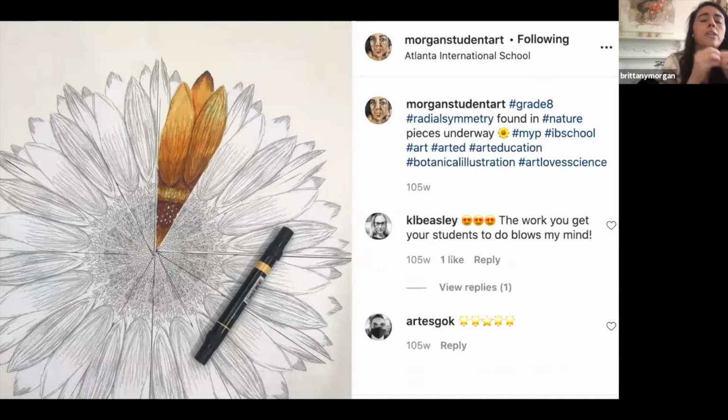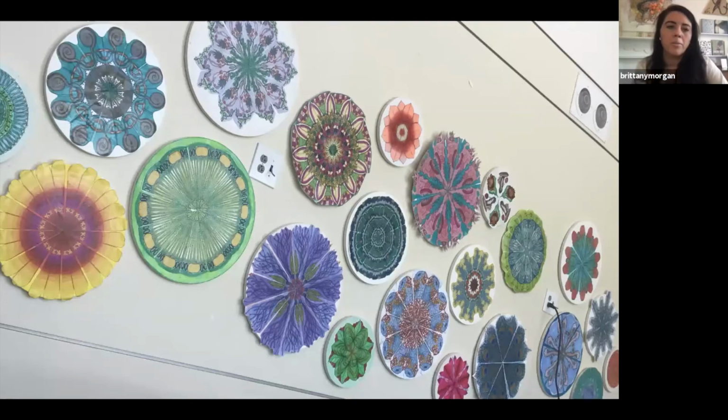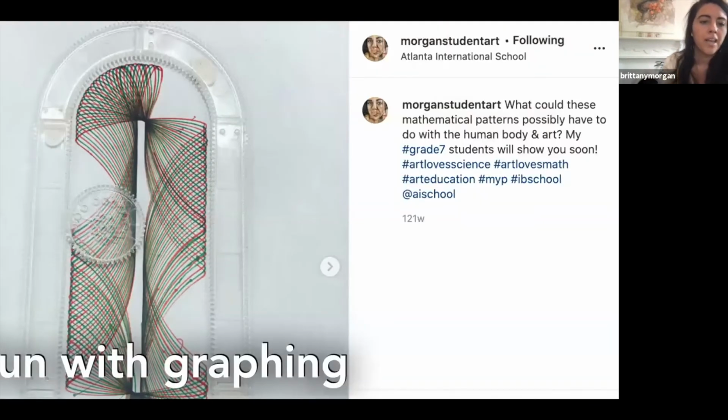I think you could spend an entire year with a grade level looking at the Fibonacci sequence, the golden ratio, and any sort of radial symmetry in art. I think you could literally dive into a class with that for a solid year and not explore it all. These are some of their pieces finished, hanging in the science hallway. They were really successful and really celebrated that whole math and science and art coming together.